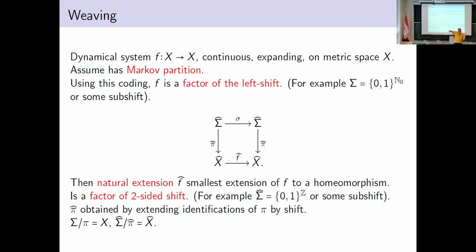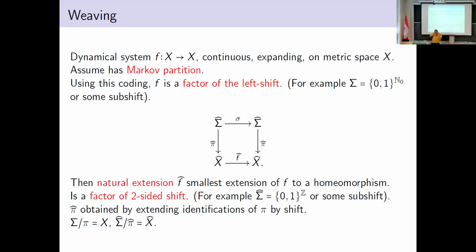We have this one-sided shift and all these identifications. How do we make the one-sided shift into an invertible dynamical system? We take the two-sided shift. So the natural extension of the one-sided shift is the two-sided shift. Now we have these identifications, and we shift all these identifications around by the shift map. Then we take the quotient by these identifications, and that is one way of defining this natural extension.